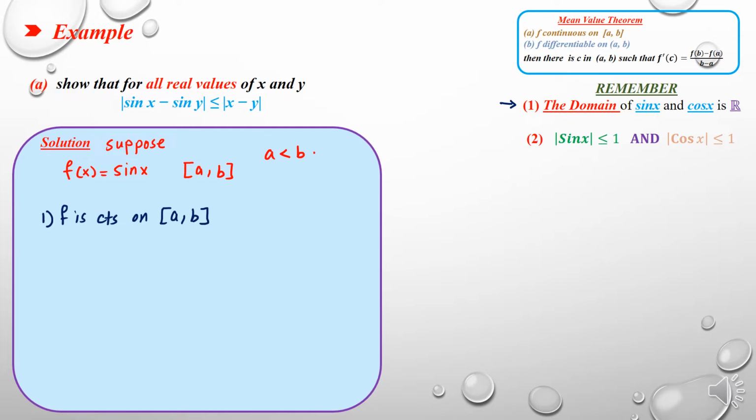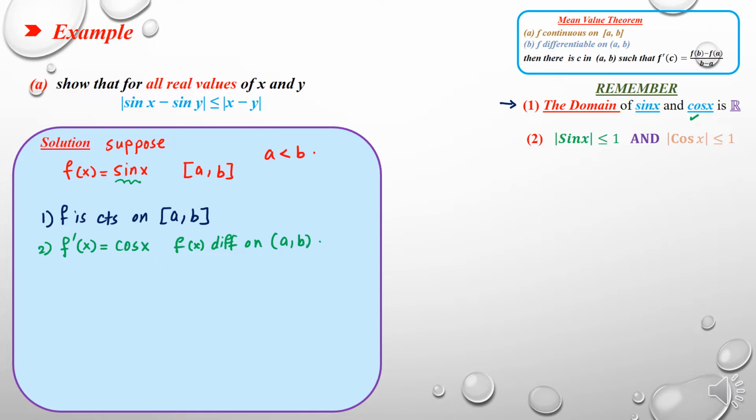Secondly, you have to check the differentiability of the function, and as you know f prime of x, the derivative of sine x, is cosine x, and again for the function cosine x, its domain is all real numbers, which means that f is differentiable everywhere for the function sine x. So f of x is differentiable on the open interval from a to b.